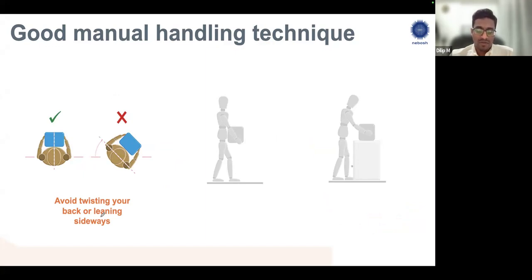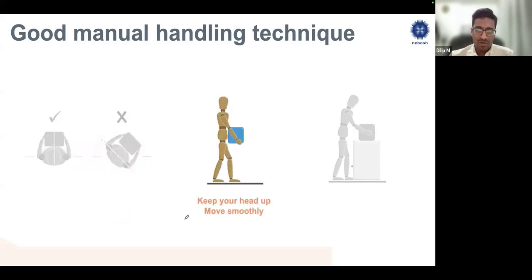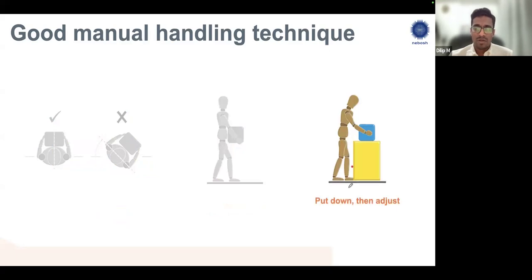So if you feel that you're not able to make a good grip, or if you think the load is unstable, or if the load is heavy, then you should not continue the lift. And then you keep your head up and move smoothly. Again, you see the load is kept very close to the waist. And then finally you put down the load and then adjust the load.